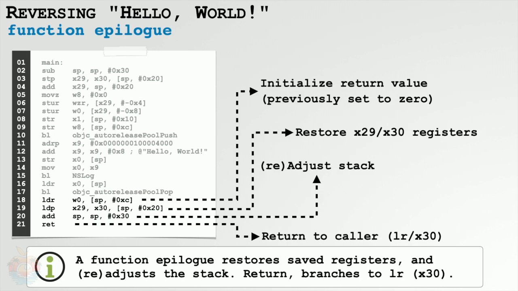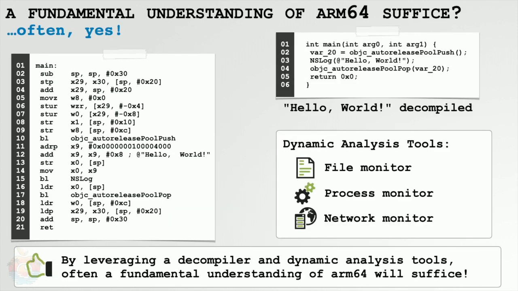Finally, we have the function epilogue. Again, in the context of malware analysis, we don't spend too much time here. Basically, it readjusts the stack, initializes a return value, and then executes the return instruction to return back to the caller.